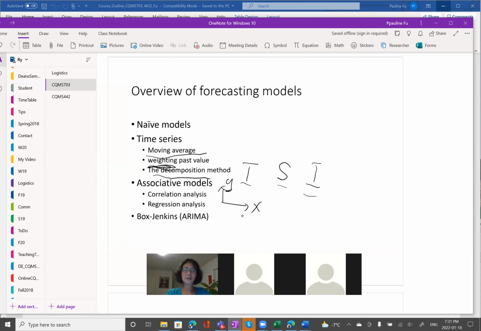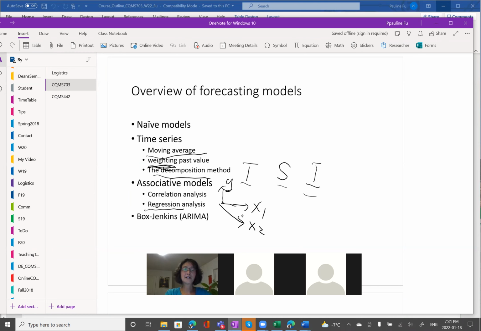And this correlation can be conducted using regression analysis. When you use regression analysis, the independent variable X could be 1 X, or could have multiple X, X1, X2, or X3.